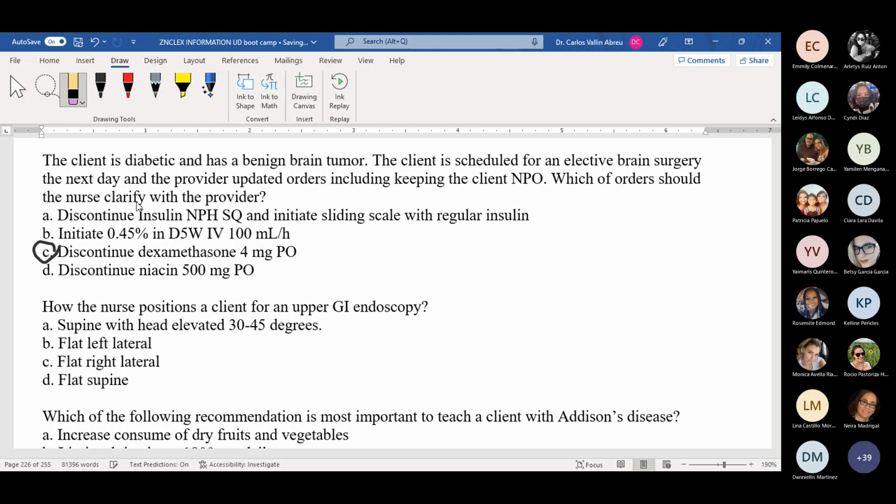What kind of clarification? How do you communicate with the doctor you're concerned about? For example, how should you tell me, suppose that I'm the prescriber, that you are concerned about this dexamethasone? Professor or doctor, I'm concerned that dexamethasone is a glucocorticoid and shouldn't be discontinued suddenly. We know that the patient is going to surgery. What could be the solution to this problem?